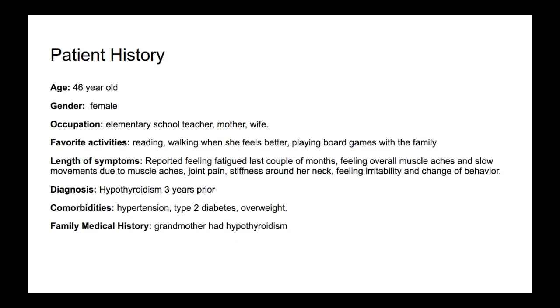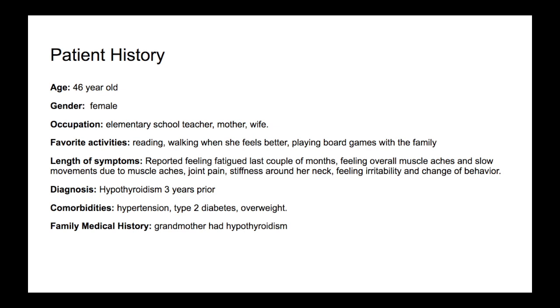About the patient. The patient is a 46-year-old female elementary school teacher. Symptoms that she's been reporting are that she's been feeling tired for the last couple months. Overall, she's been having muscle aches and joint pain and currently has stiffness around her neck.